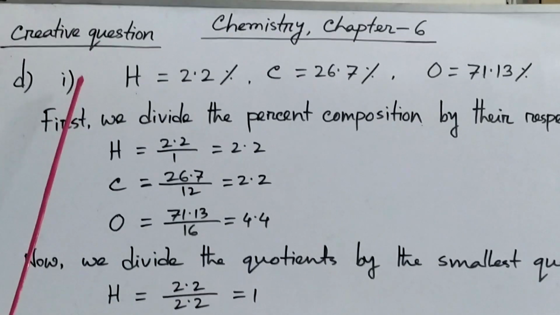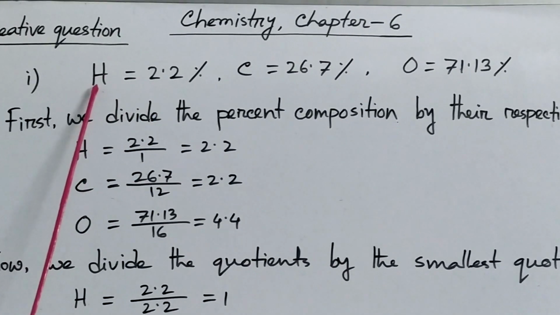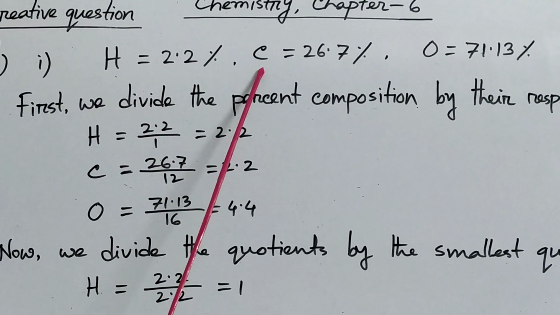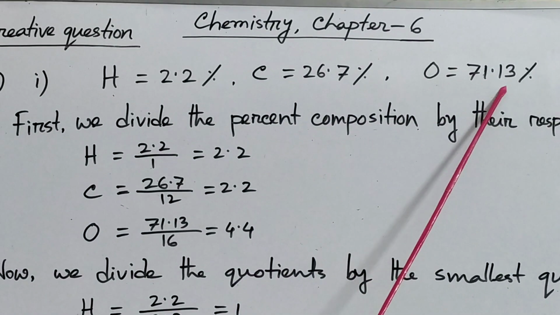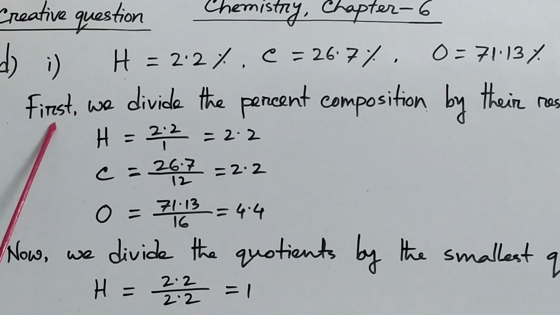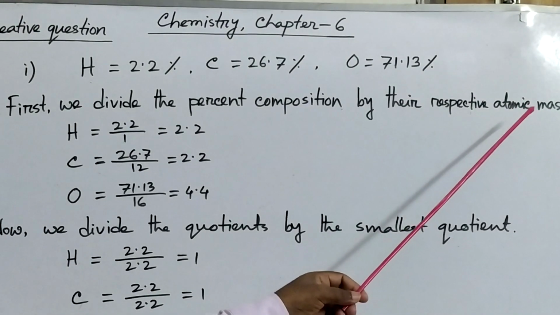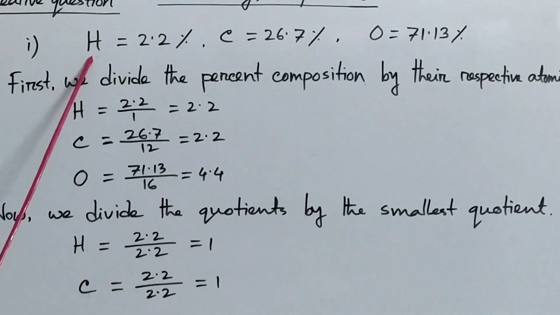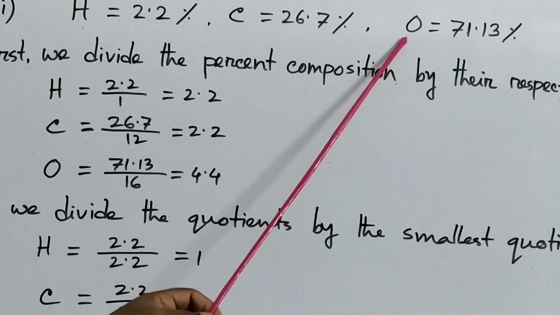Now number D. In number C, we have got the fraction composition of hydrogen, which is 2.2%, carbon 26.7%, oxygen 71.13%. Now for doing number D, we first have to divide the fraction composition by their respective atomic masses. Everybody knows the atomic mass of hydrogen is 1, carbon is 12, oxygen is 16.